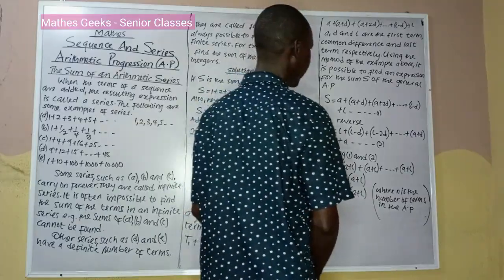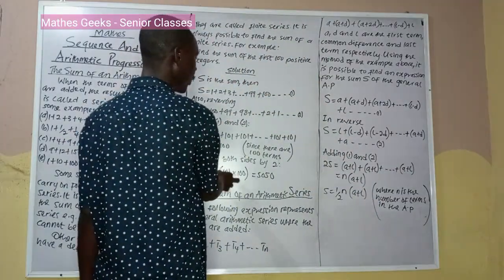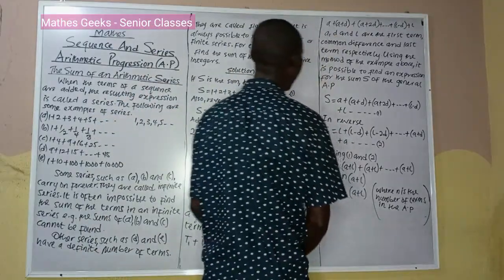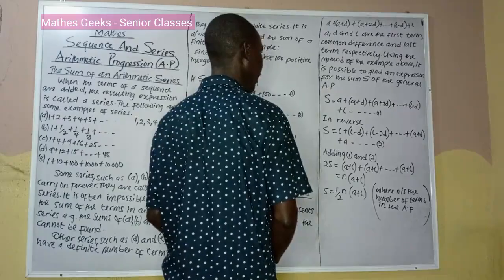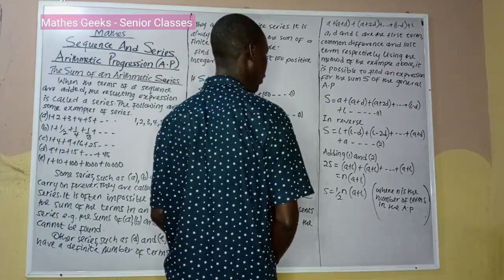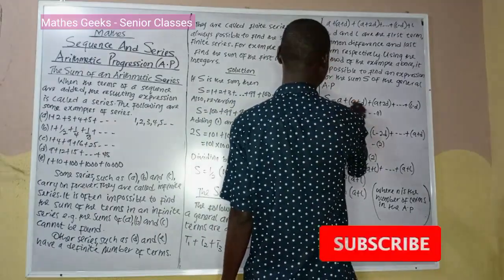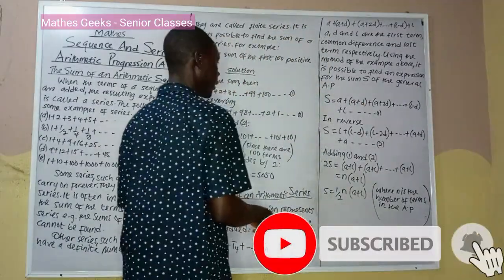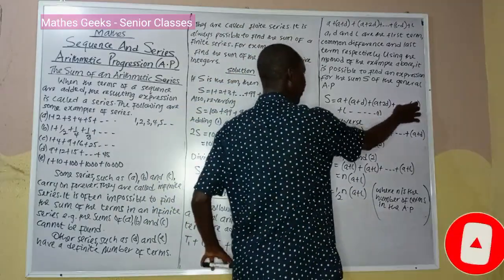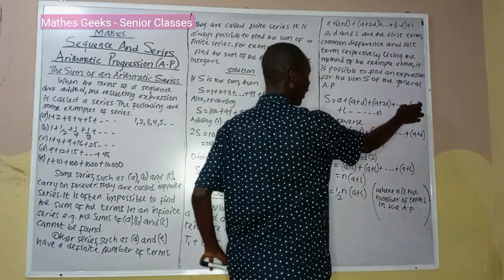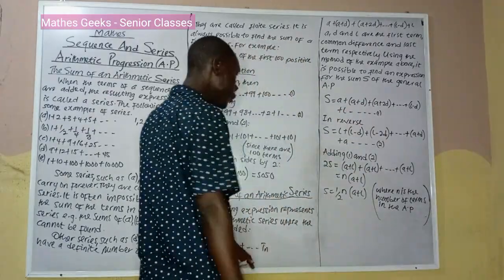Using the method of the example above, it is possible to find an expression for the sum S of the general AP. So S is equal to A, the first term, plus the second term, plus the third term, down to the term before the last term, which is L minus D, and then plus the last term.